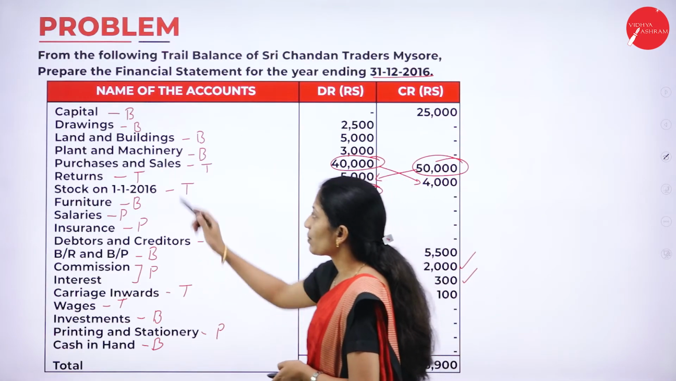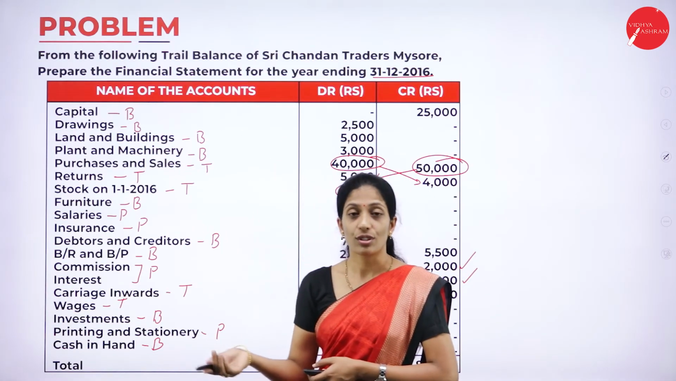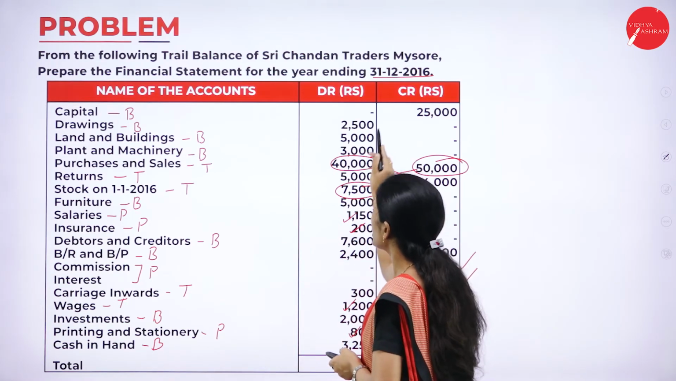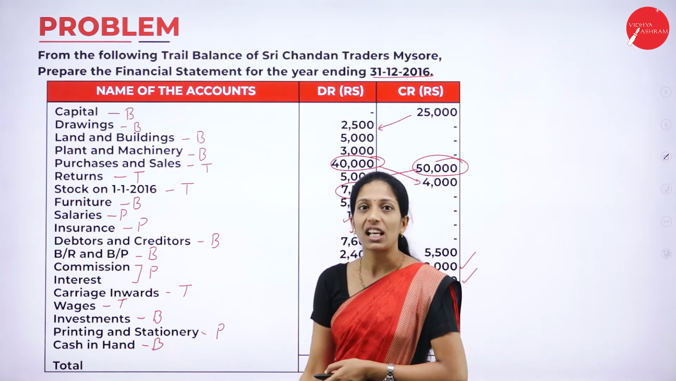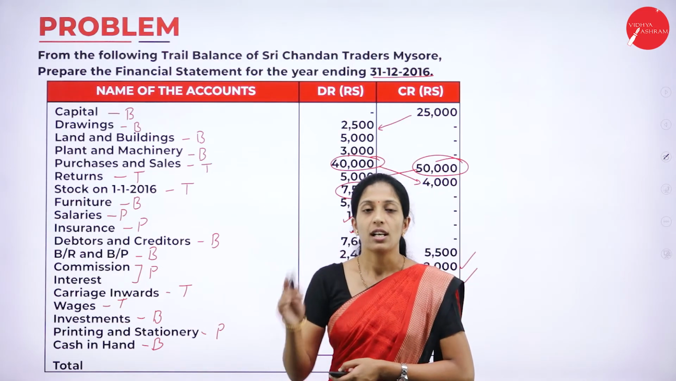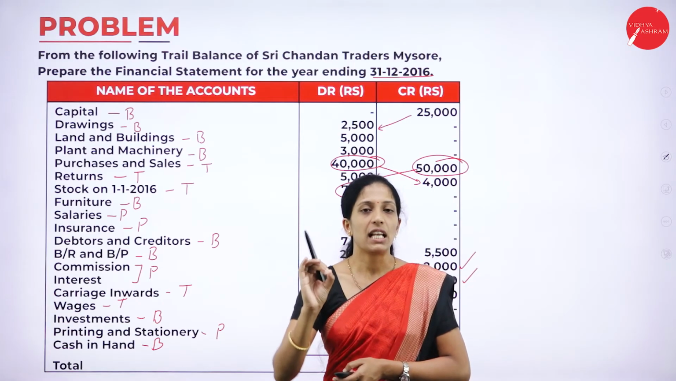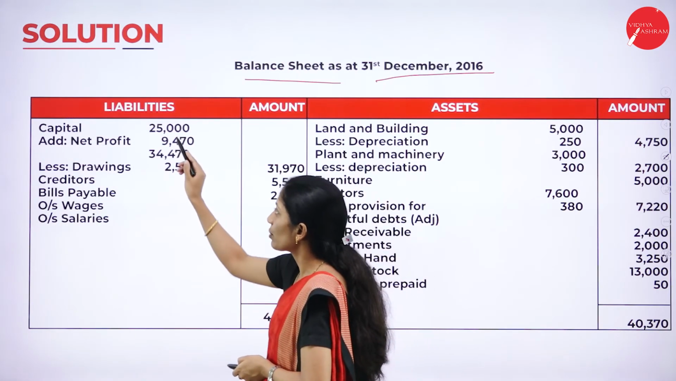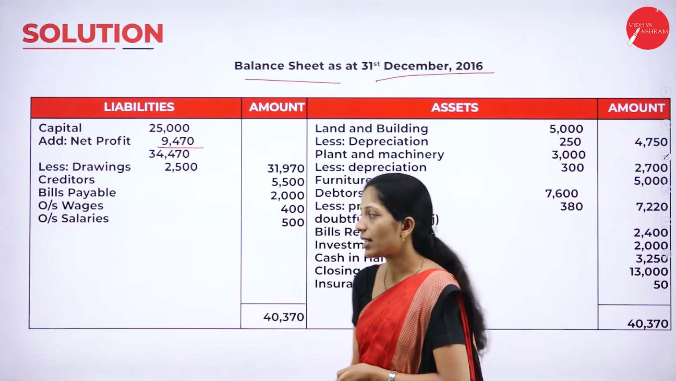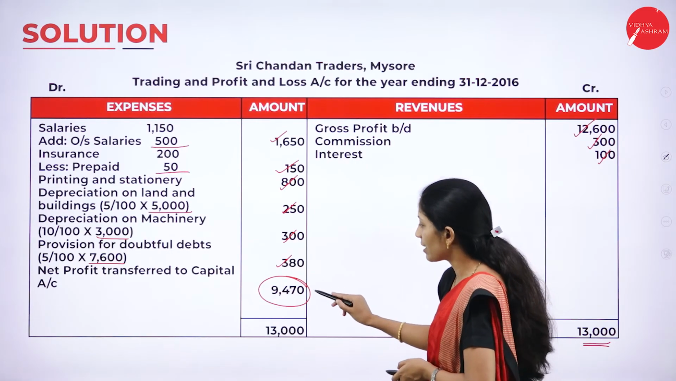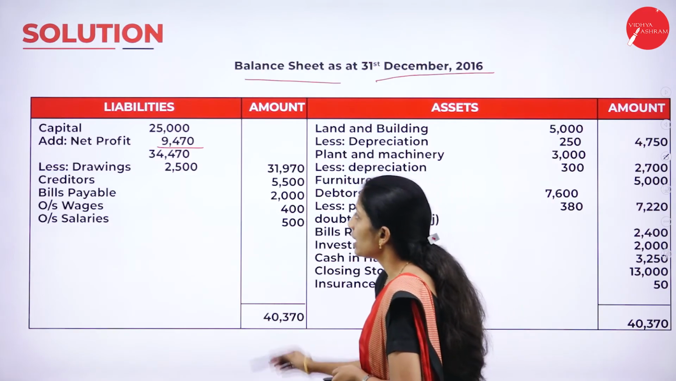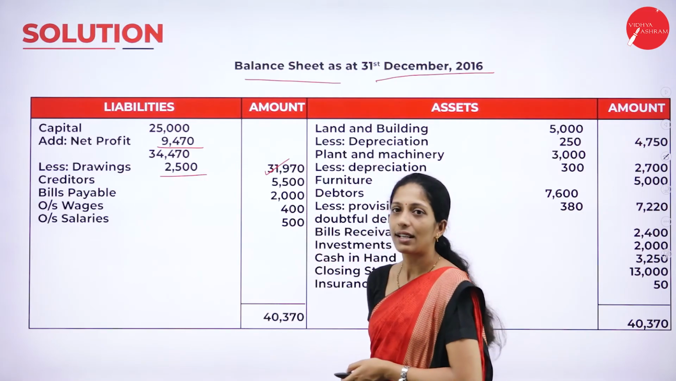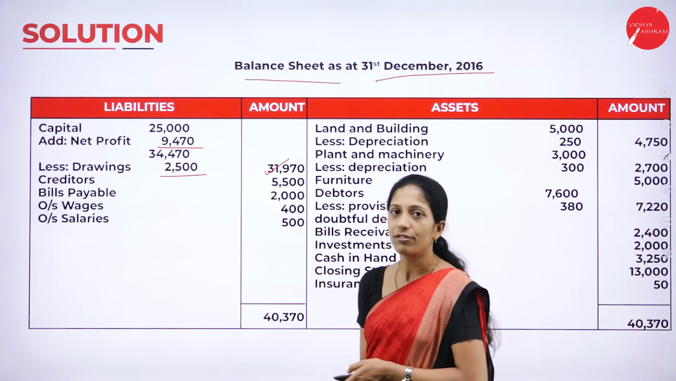So which are the liabilities? We have capital and drawings. That has to be recorded on the liability side. Capital is 25,000, and what do you do with drawings? Minus drawings, add net profit. So capital, add net profit, minus drawings. Capital 25,000, add the net profit that you got by preparing this profit and loss account, minus drawings 2,500. In the outer column, 31,970. This is the total of capital.